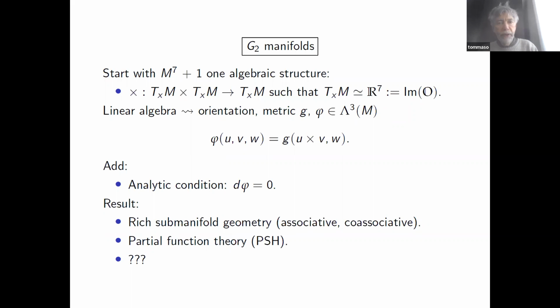So this is what we compare to the algebraic ingredients of Kähler geometry. Then we add on the analytic conditions, the same analytic condition, we want the form to be closed. And what we get out of this, once again, is a very rich geometry of submanifolds. There are 2 classes of submanifolds which are extremal in a way that I shall discuss. These are the associative and the co-associative submanifolds.